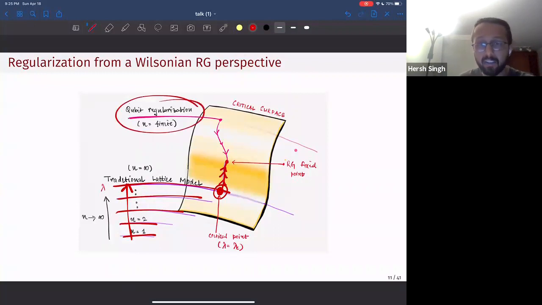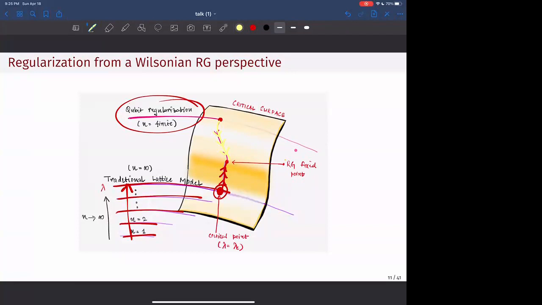You can just have the right Hamiltonian, constructed in a way that you know it has a critical point. And then you directly do that, and you land on the same critical surface. As long as you're on the same critical surface, you only differ from the other regularization by irrelevant operators, and you will still flow into the right fixed point, right? So this is the idea.